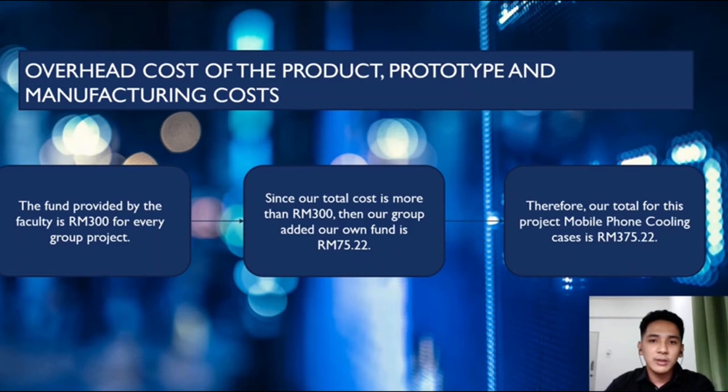The overhead cost of the product prototype and manufacturing cost is funded by the faculty, which provides RM300 for every group project to create their product. Since our total cost is more than 300, our group added our own fund of RM75.22. Therefore, the total for this project, the mobile phone cooling case, is RM375.22 for the overhead cost of the product, prototype, and manufacturing cost.